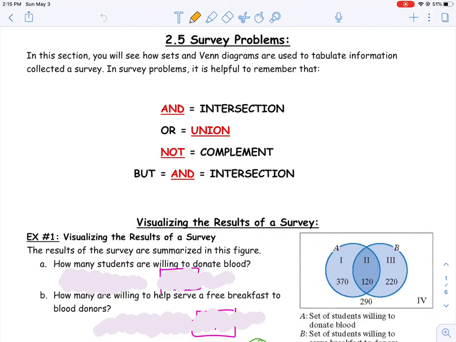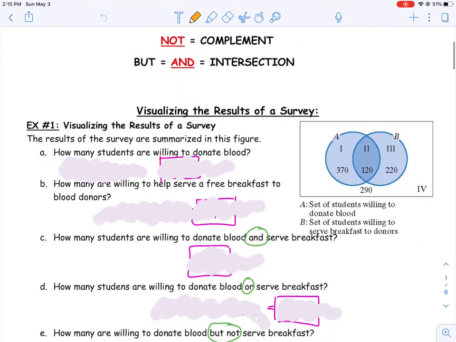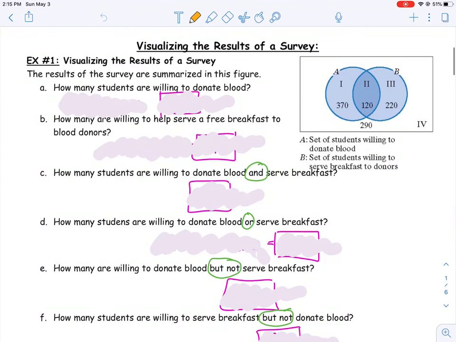So we've talked about the words that are kind of interchangeable: and, an intersection, or, and union, complement, and the word not. We might also see the word but, that also means and, an intersection. Okay? And so how can we actually apply these to do problems?